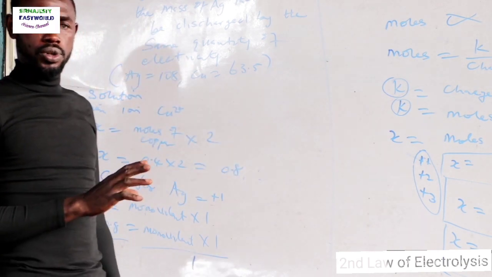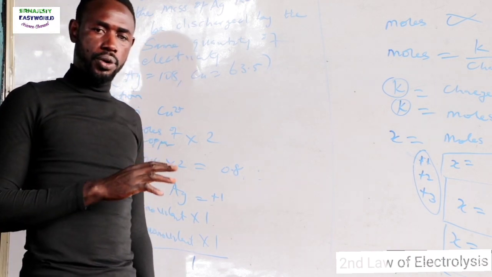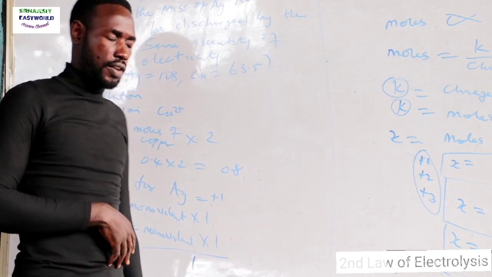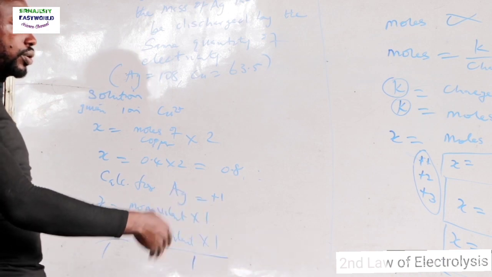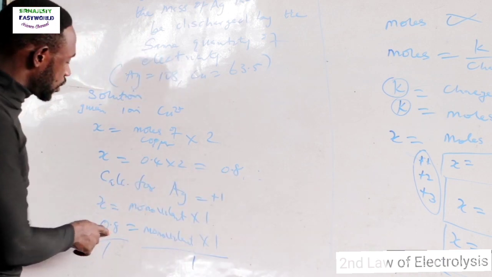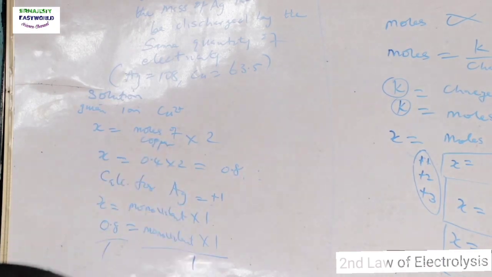X is equal to number of moles of divalent times 2, number of moles of monovalent times 1, number of moles of trivalent times 3. Just trivalent is 3, mono is 1. So simple that way. So we have gotten the number of moles of silver. Then to continue.